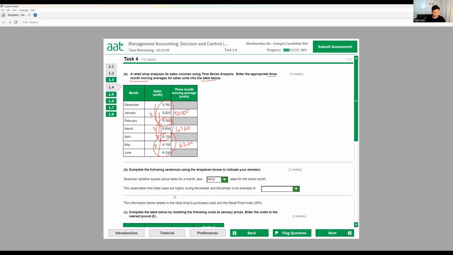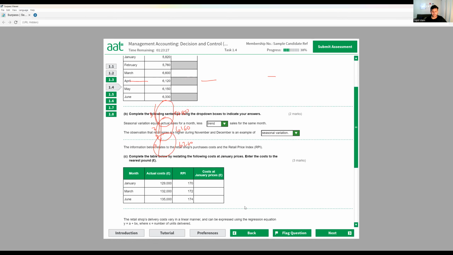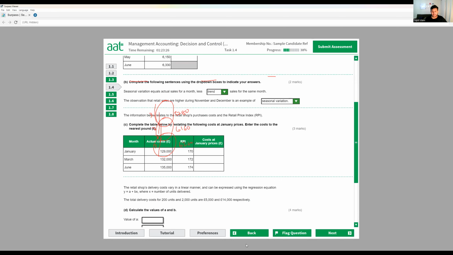The observation that retail sales are higher during November, December is an example of seasonal variation. Normally, in November, December, before Christmas, the retail shops get busier because of the occasion or celebration. And this is a seasonal variation. Because of the season, for example, during the winter time, the selling of heaters will be more, and during the summertime, the selling of ice cream will be more. So it's a seasonal variation. All right, let's do the next one.